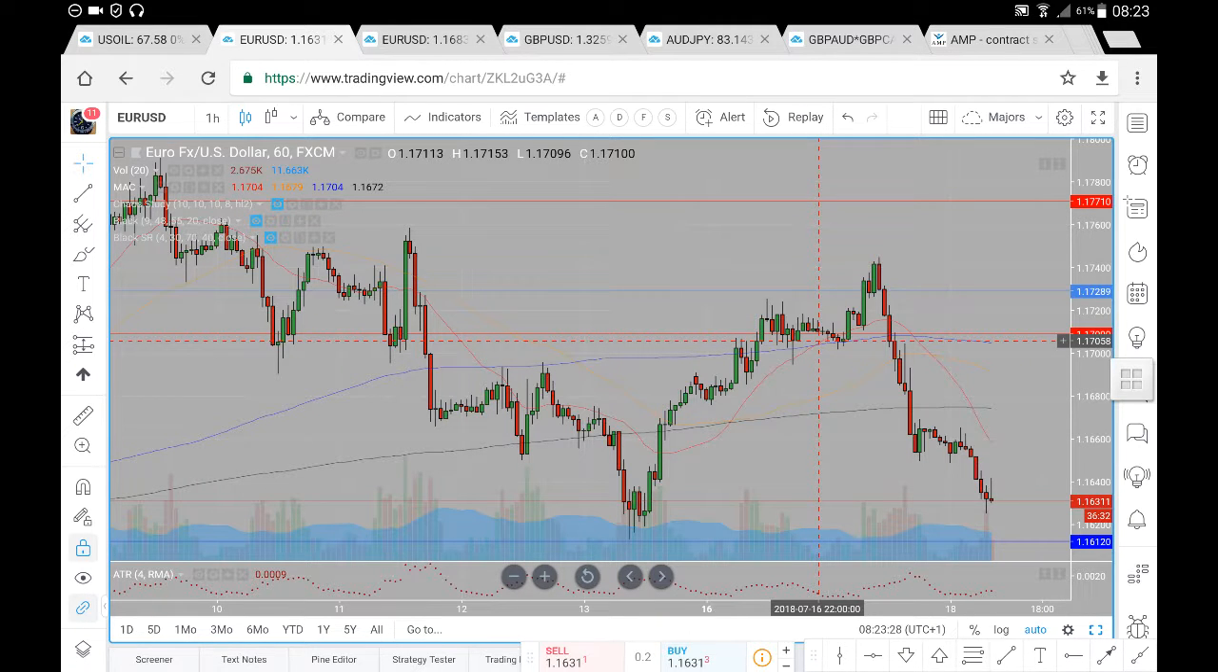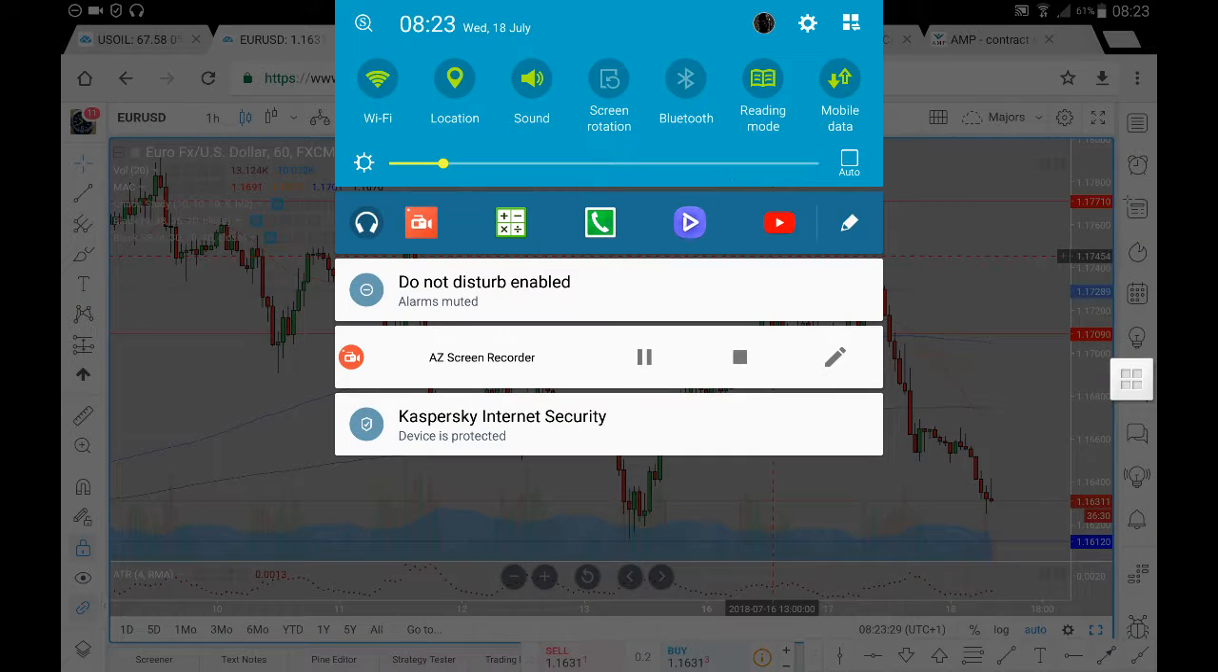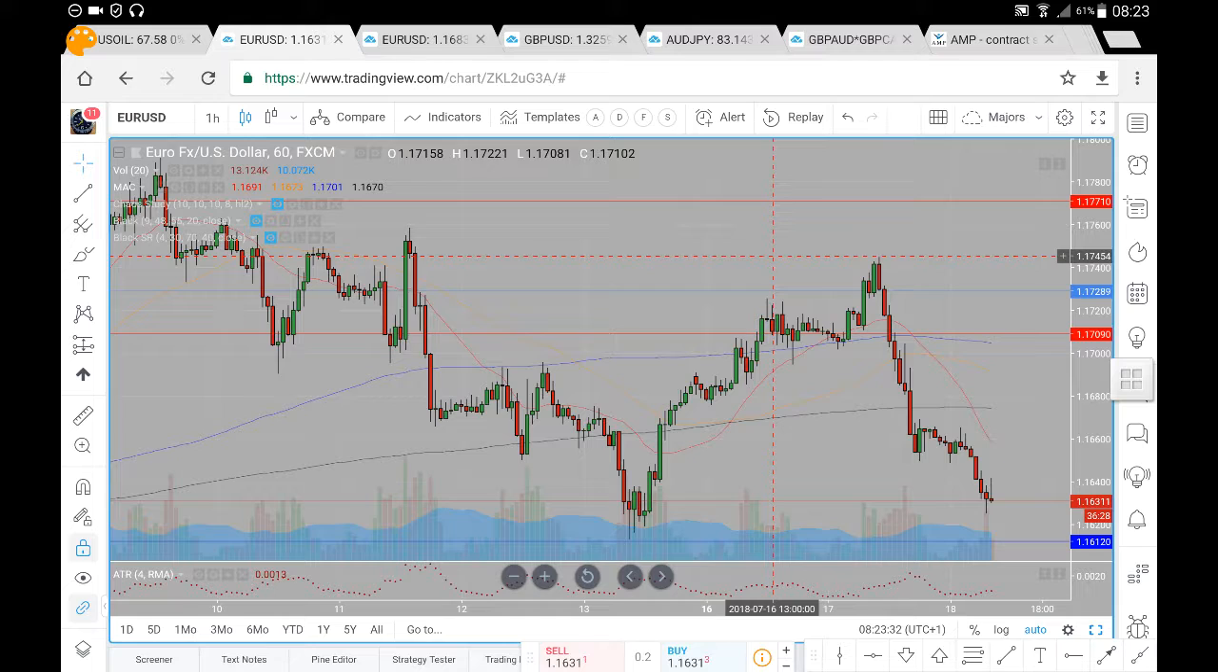So this EUR/USD analysis for Wednesday, the 18th of July. Now let's just have a look around prices and where prices may likely go. So previously we've had price break above 1710.